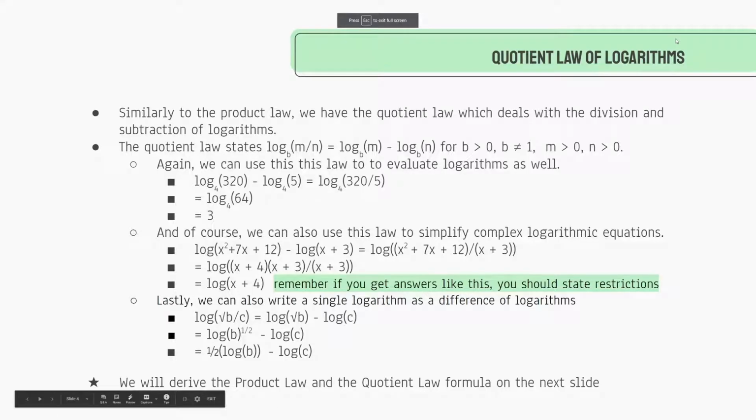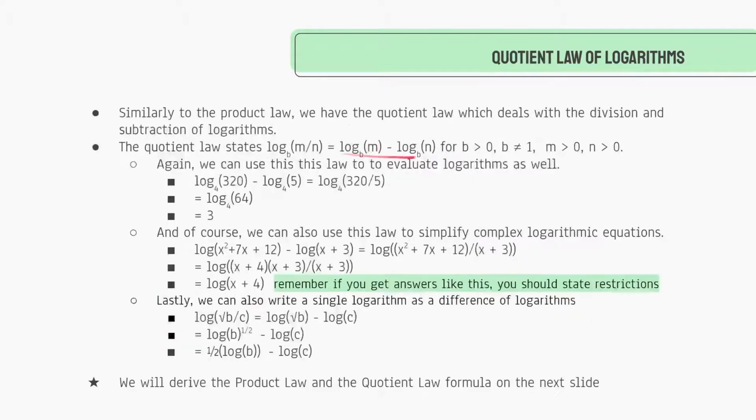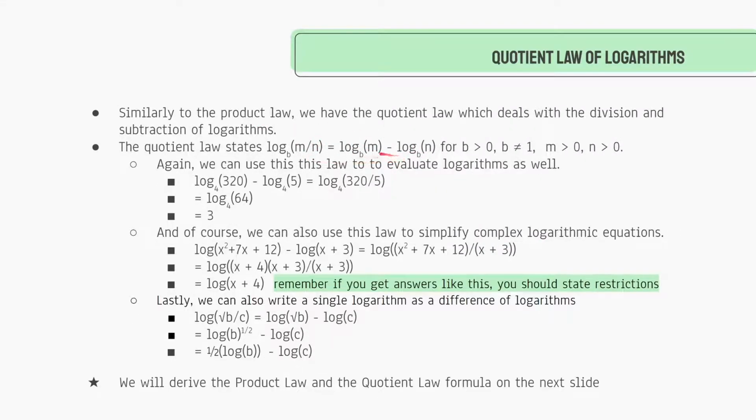So the quotient law states the following. You have something in the middle, two things divided by one another, and that is equal to log of the first thing minus log of the second thing. As you can see, they're super similar. This was plus and this is now minus. So multiplication is related to the addition and the division is related to the subtraction.